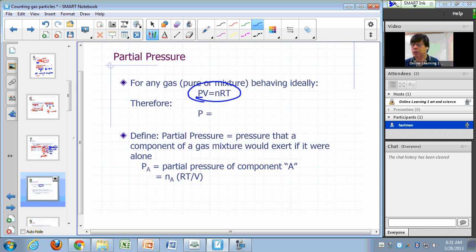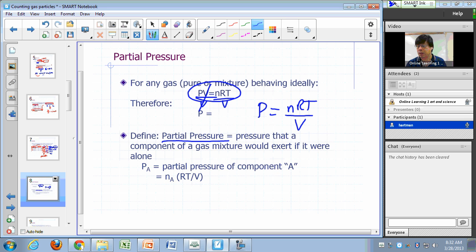You would divide both sides by the volume to solve for pressure. So your pressure is going to be equal to nRT over V. That would be the pressure of a gas if it has n moles of particles in it at temperature T and it occupies a volume of V.